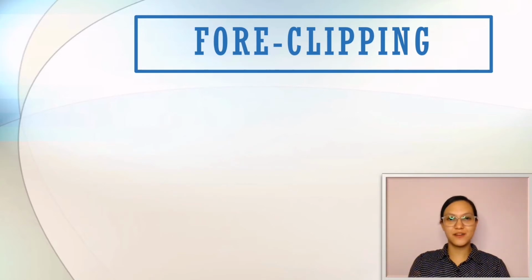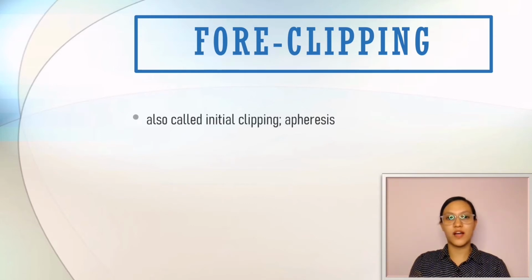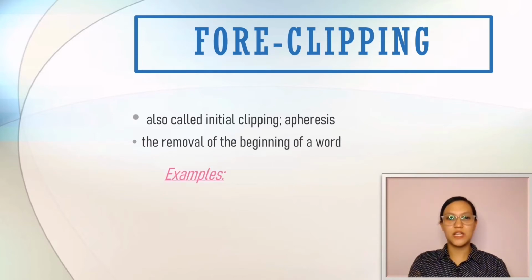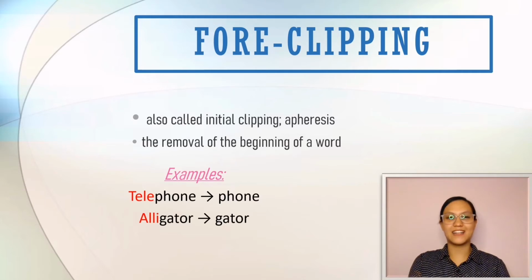Now, let's talk about fork clipping. Fork clipping is also called initial clipping or aphaeresis. It is a word process which involves the removal of the beginning of a word. The following are good examples of fork clipping: telephone, phone; alligator, gator; and parachute, chute.